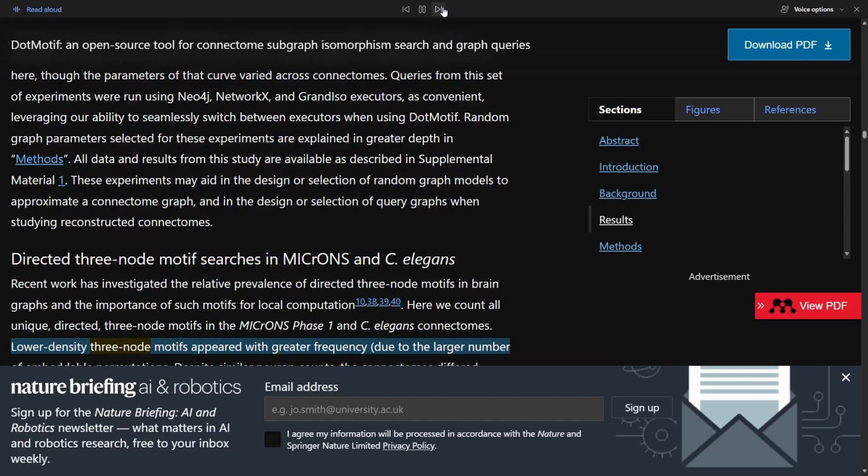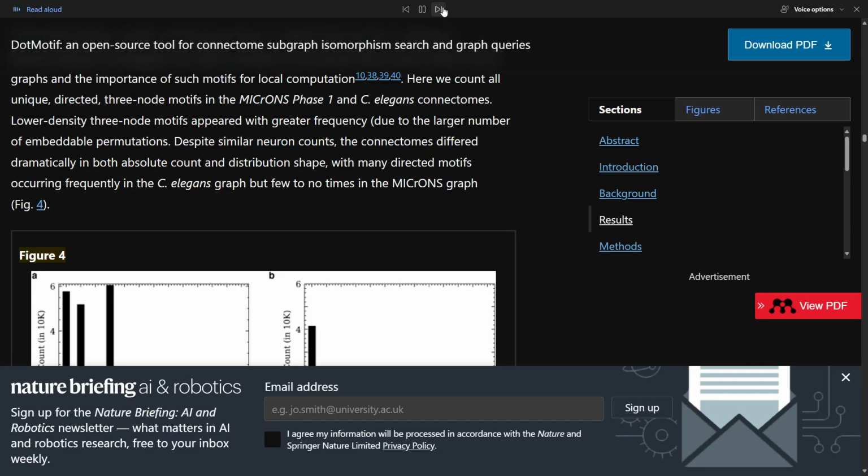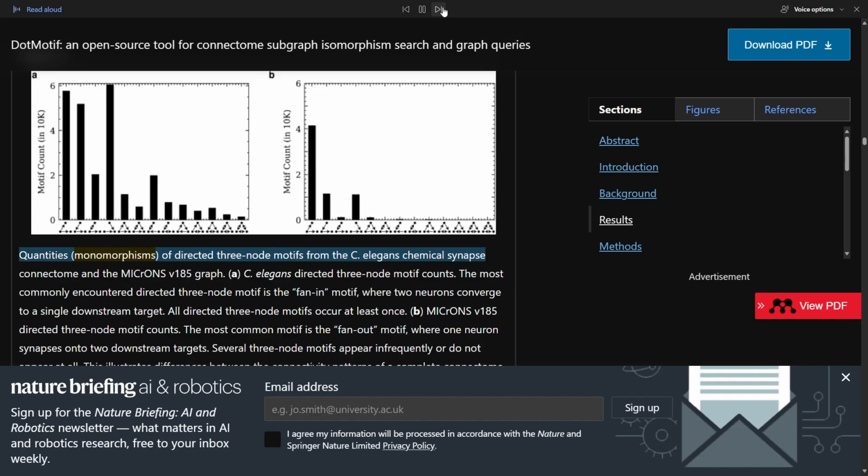Lower density 3-node motifs appeared with greater frequency due to the larger number of embeddable permutations. Despite similar neuron counts, the connectomes differed dramatically in both absolute count and distribution shape, with many directed motifs occurring frequently in the C. elegans graph, but few to no times in the MICrONS graph. Figure 4.